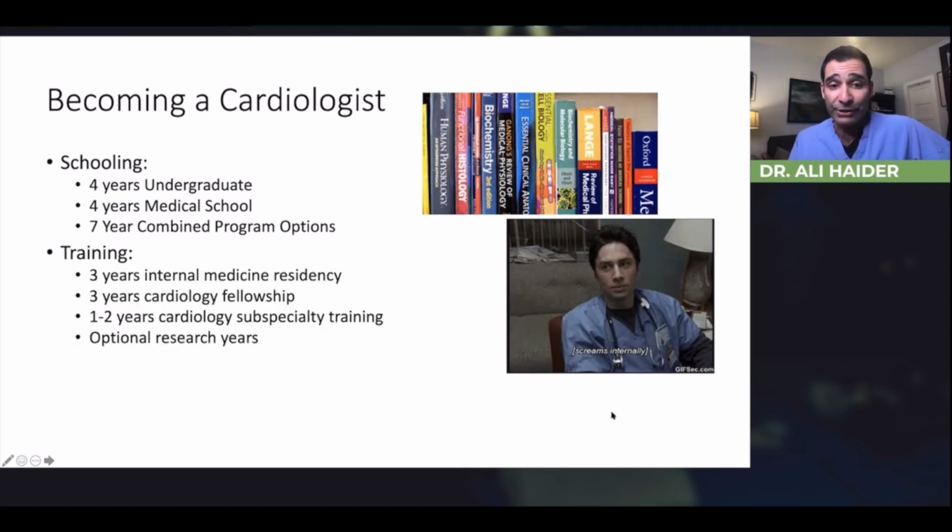Training, so 3 years of internal medicine residency, 3 years of cardiology fellowship, for the most part. There are some programs that have a combined internal medicine fast track cardiology where they do it in 5 years. There's not a lot, but there's some. There are also, on the opposite spectrum, cardiology programs that have 3 years plus 1 or 2 research years if you really want to go the intense research academic route. And so it really depends what you're looking for.